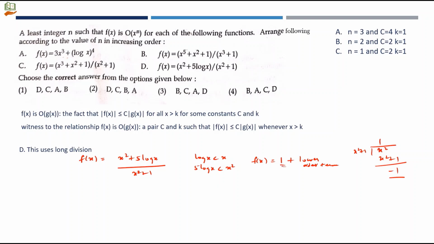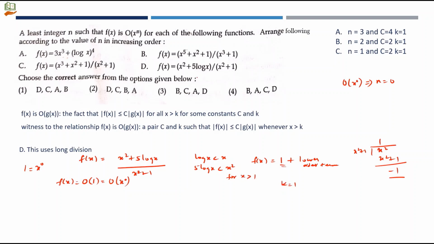Now since it's a constant, what we can say, this is big O of 1. So if I say f of x is equal to big O of 1, how can I express 1 in the form of x power? I can say x power 0 is equal to 1. So I can say this is big O of x power 0. So from big O of x power 0, what we can say, n is equal to 0. So since 5 log x is less than x square, we have to take this for x greater than 1 value, which means that k is equal to 1.